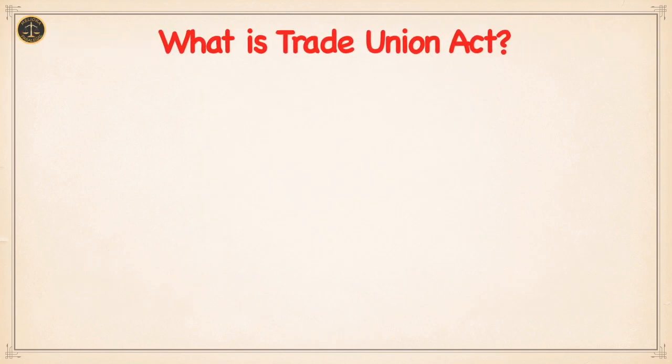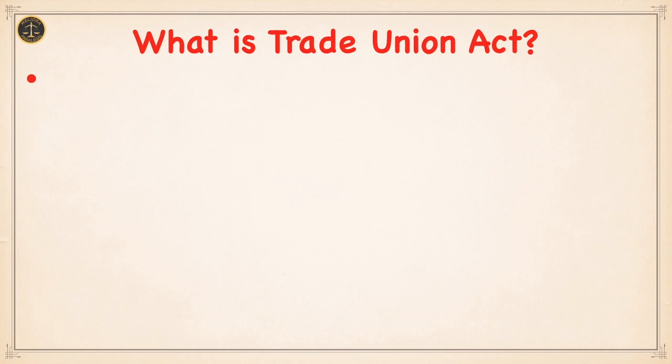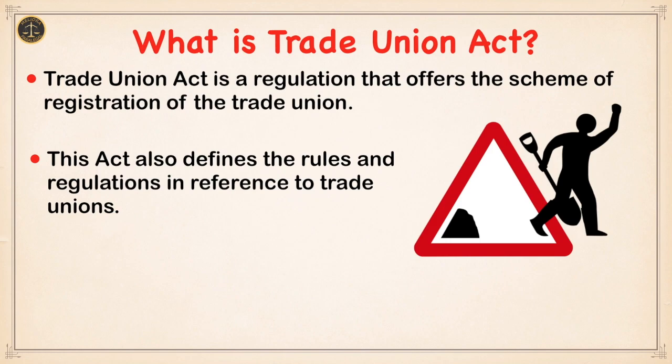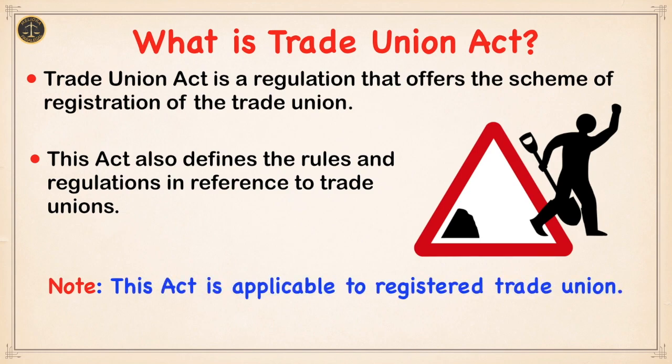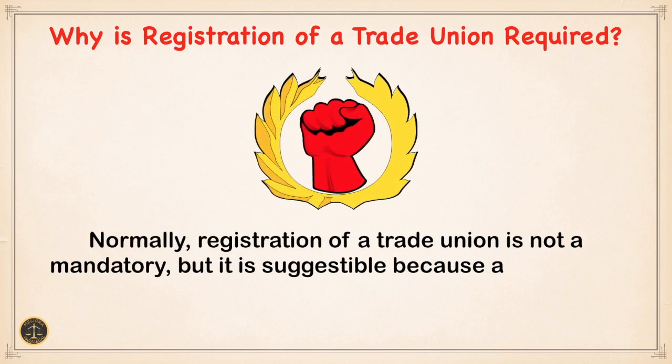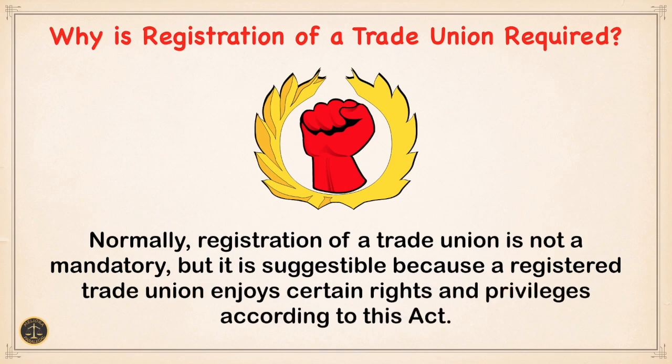The next question is, what is the Trade Union Act? The Trade Union Act is a regulation that offers the scheme of registration of the trade union. This act also defines the rules and regulations in reference to trade unions. Note, this act is applicable to registered trade unions. Now, the next topic is registration of a trade union. Normally, registration of a trade union is not mandatory, but it is advisable because a registered trade union enjoys certain rights and privileges according to this act.